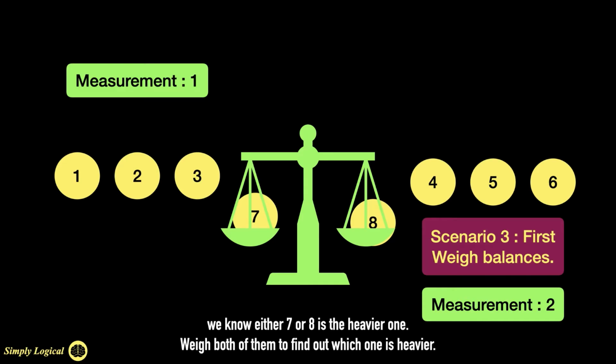If neither side is heavier in the first step, proceed with balls 7 and 8. In the final weighing, weigh both of them to find out which one is heavier. By following these simple steps, we can find which ball is heavier in just two measurements.